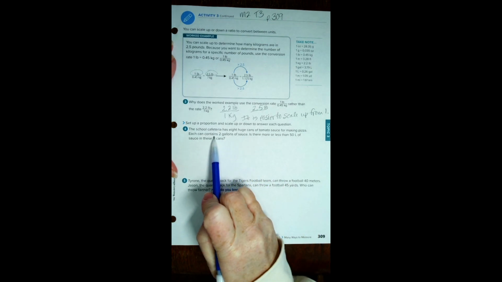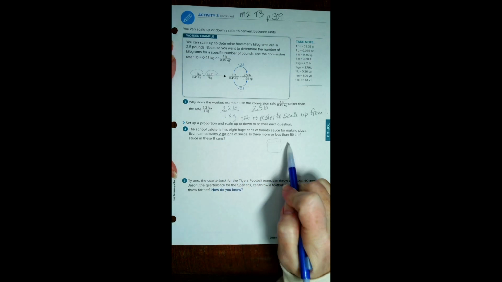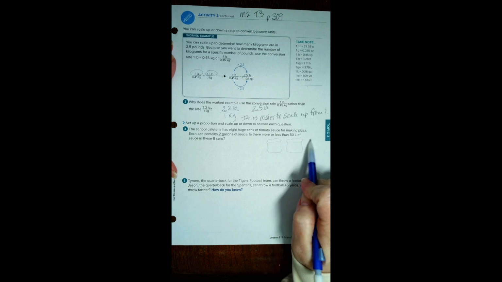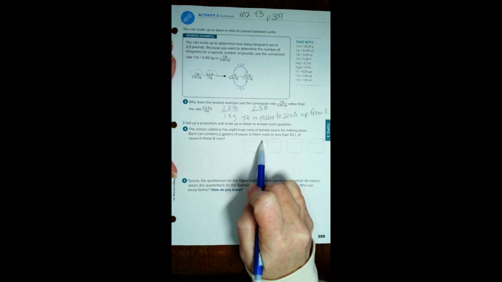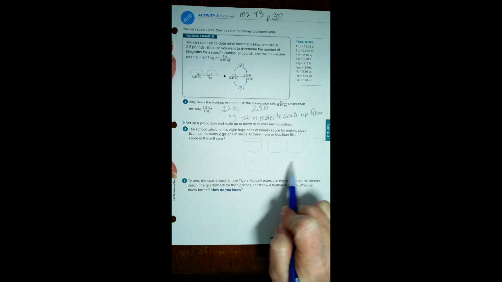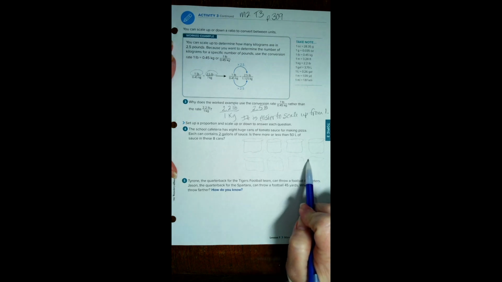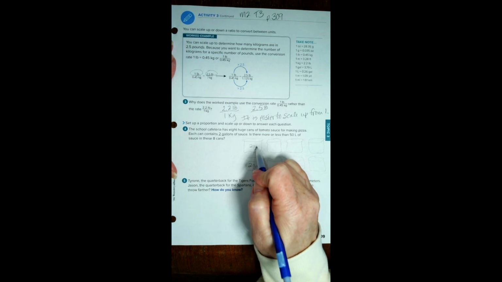Okay, so what do we know? I'm going to draw out a little picture, because sometimes I think that helps. I'm going to draw 8 of these cans of tomato sauce that they're talking about. I draw such terrific cans, right? And it says each can contains 2 gallons, so there's 2 gallons in every single one of these.